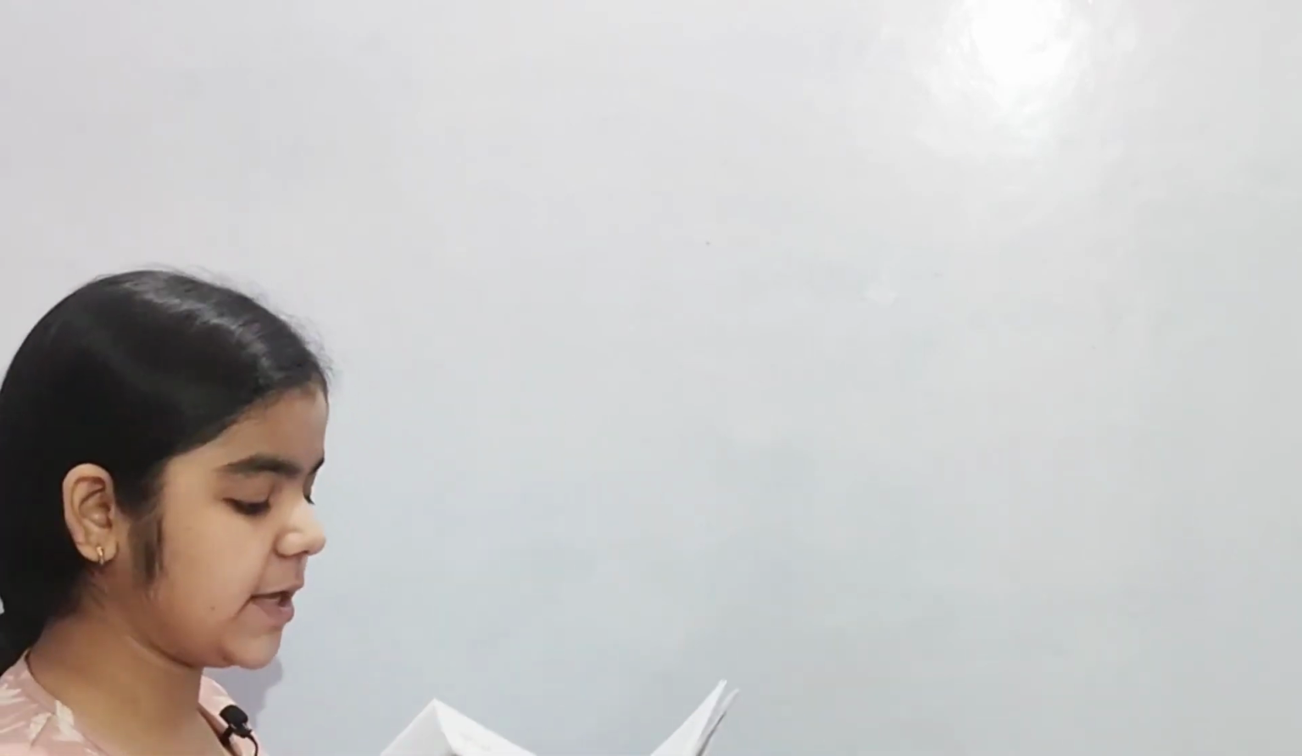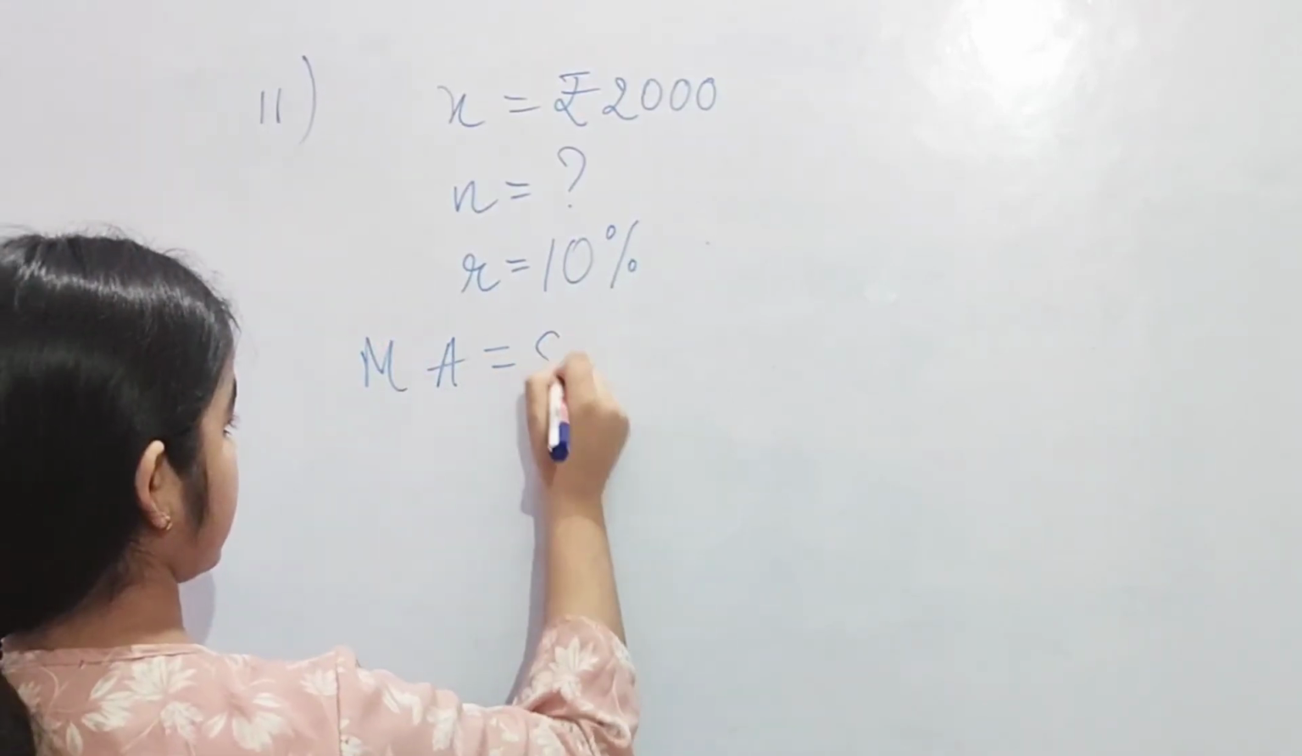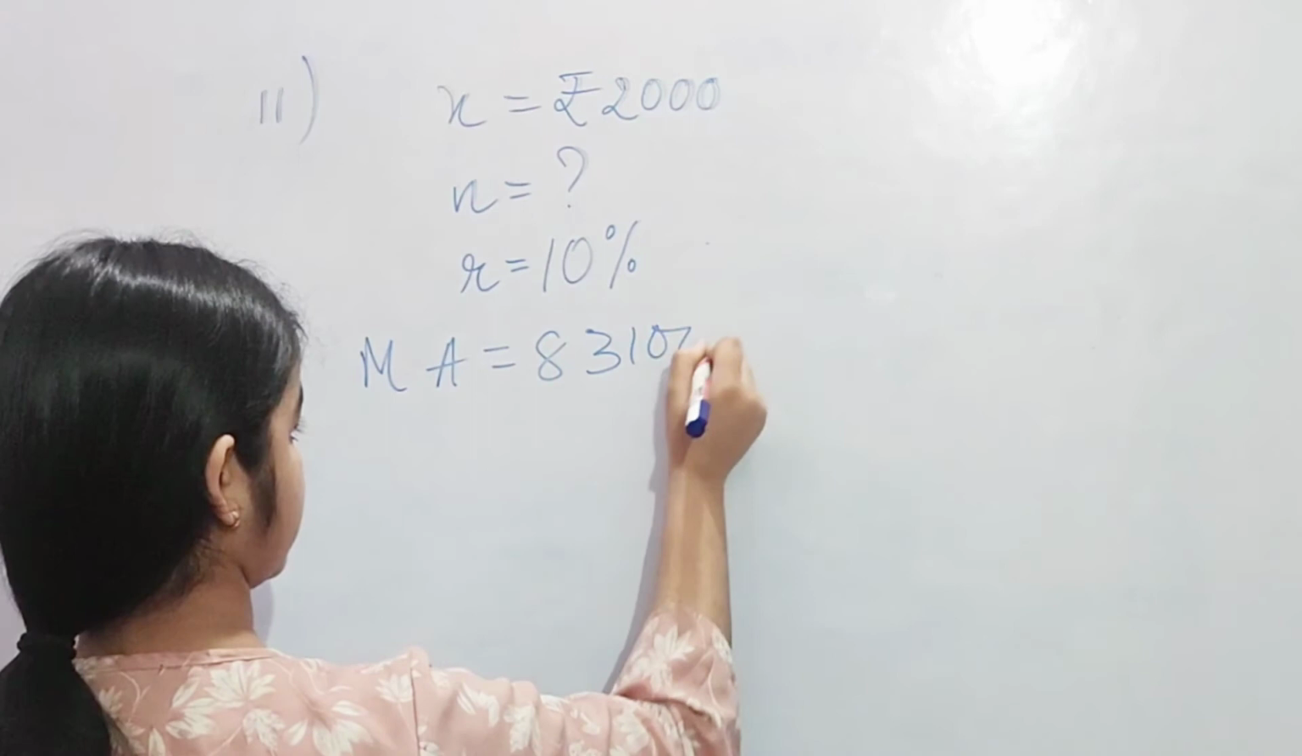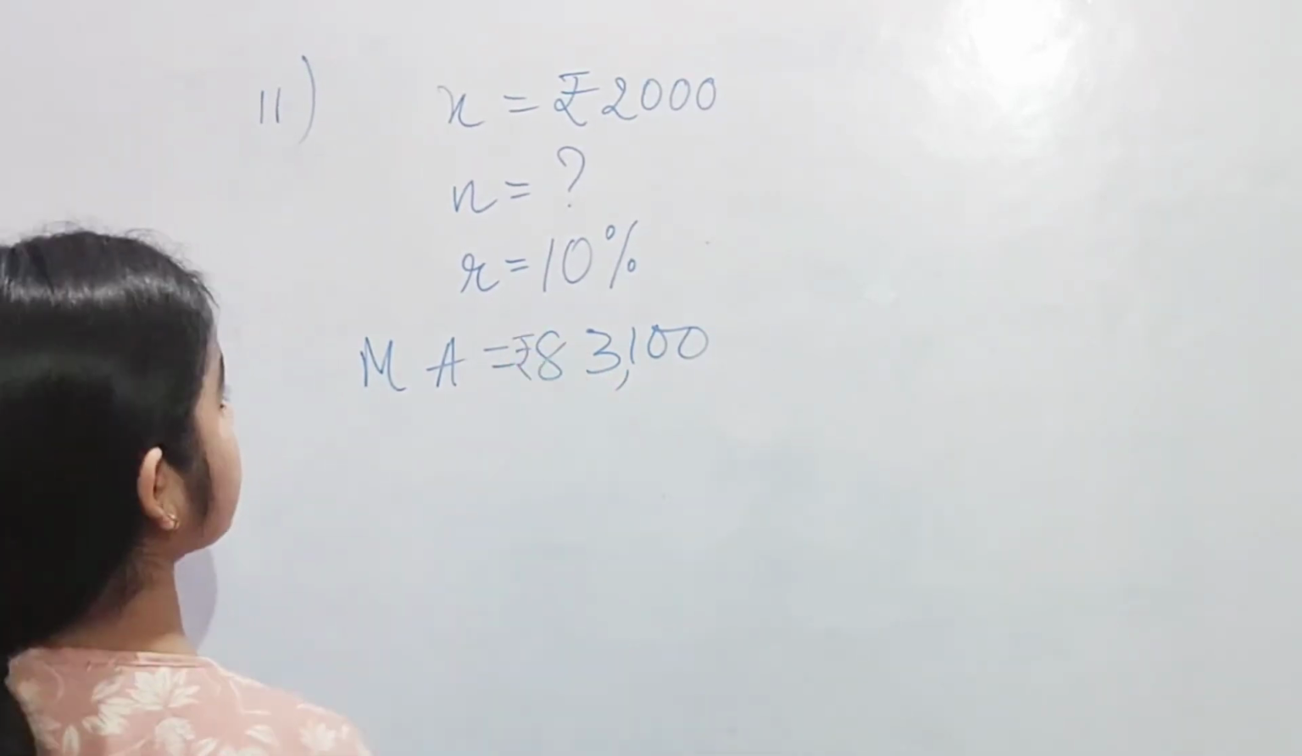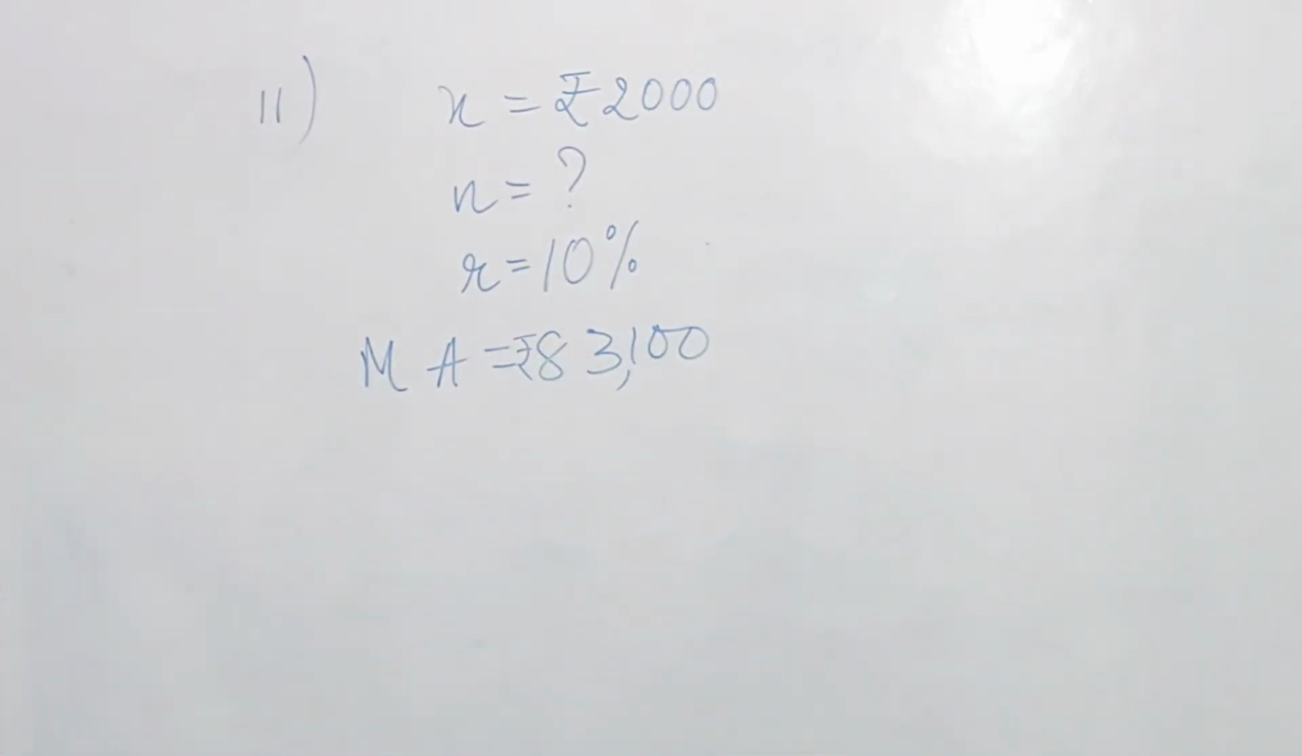It says Samita has a recurring deposit account in a bank of rupees 2000 per month at the rate of 10% per annum. If she gets rupees 83,100 at the time of maturity, find the total time for which the account was held. Maturity amount: 83,100. From here, what are we supposed to find out?